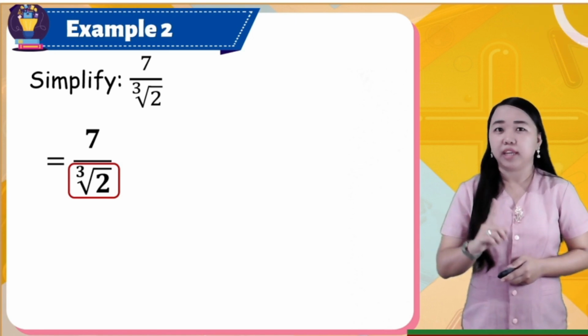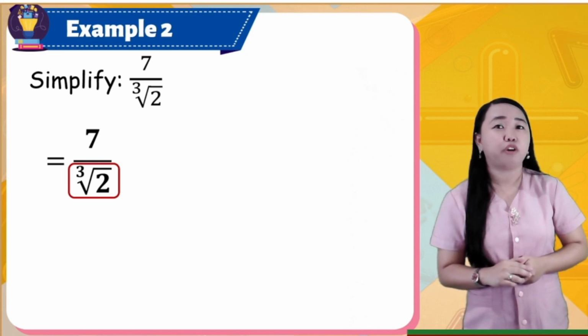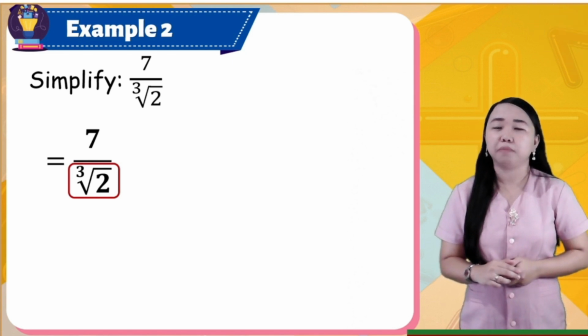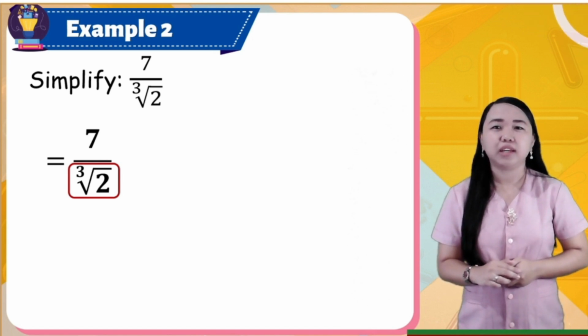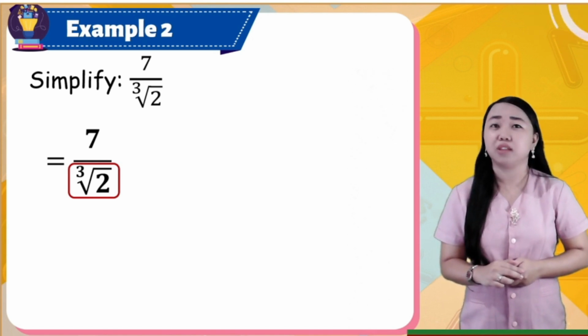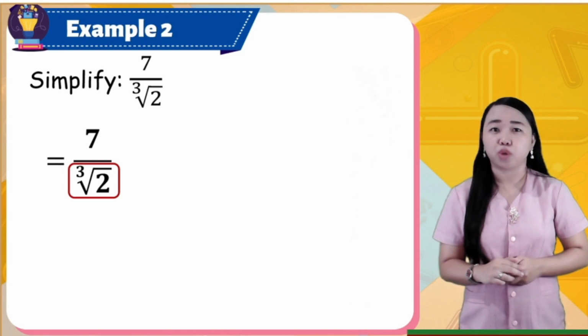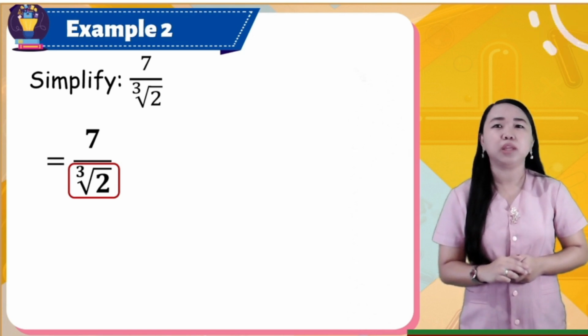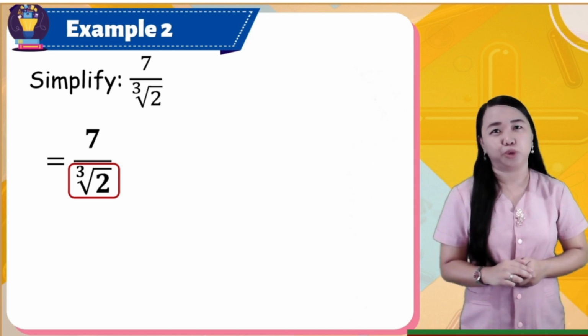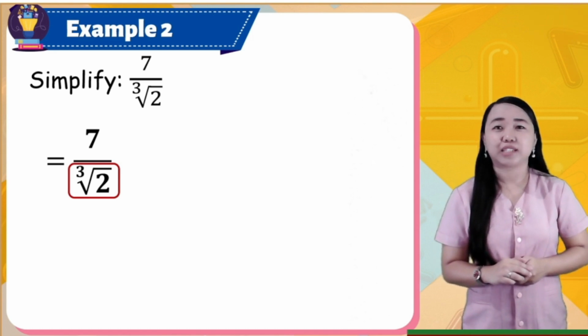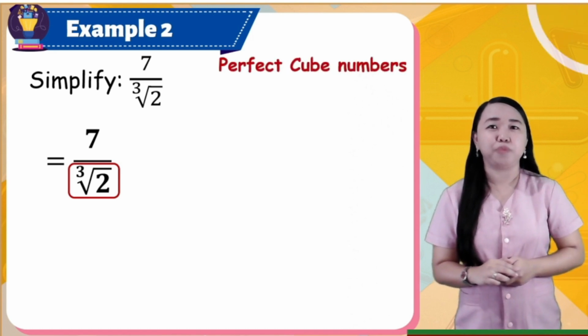Take note that to get a rational value of cube root, the radicand must be a perfect cube. But the radicand is 2, and it is not a perfect cube. So, perfect cube. Let us recall perfect cube numbers.